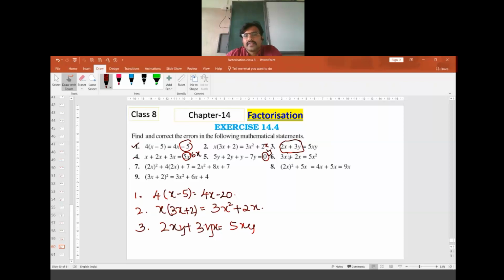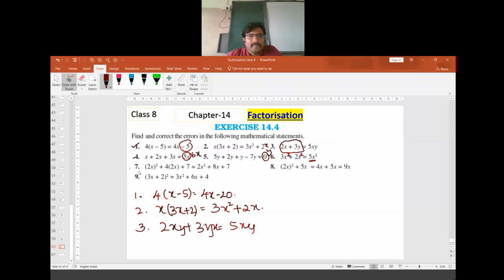In this, 5x, sir, it is addition. It should be multiplication. If I make this as 3x square plus 2x square, it will become 5x square. Yes, sir. Yes, you are all very good at finding the errors.